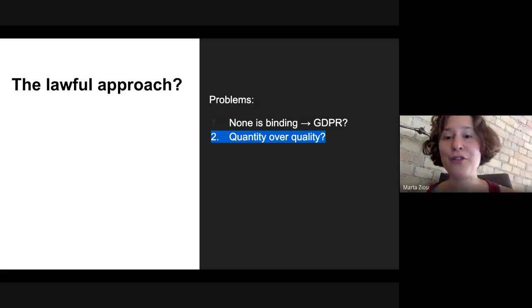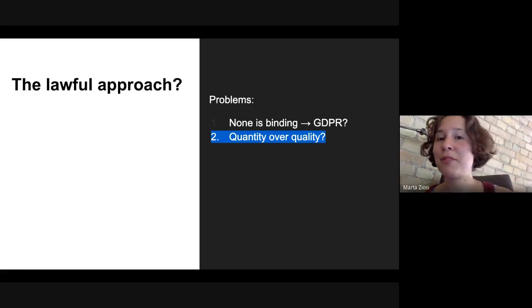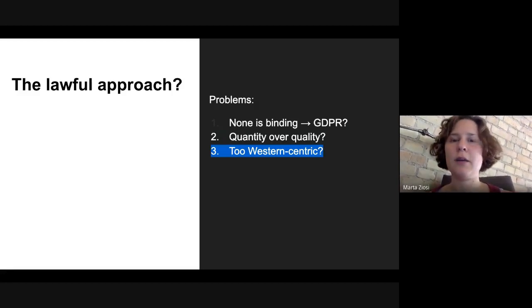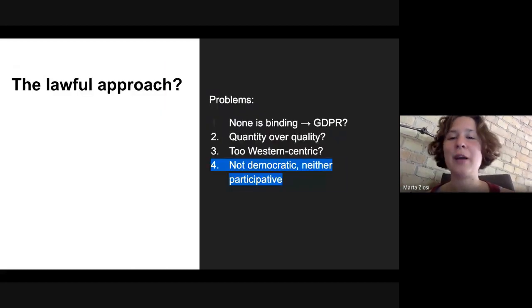Quantity over quality. We have a lot of guidelines, but are these all good? We saw that there's not a lot of overlap, even though there is some. We saw that many of them also are Western-centric and not enough is being covered, for example, by what is being done in terms of guidelines in India, Singapore, China, and also many countries from Africa are coming up with their own guidelines. So it's really a movement happening now. They're not all the time participative or democratic. Many of them, like the one of the European Commission, just entailed a group of experts.